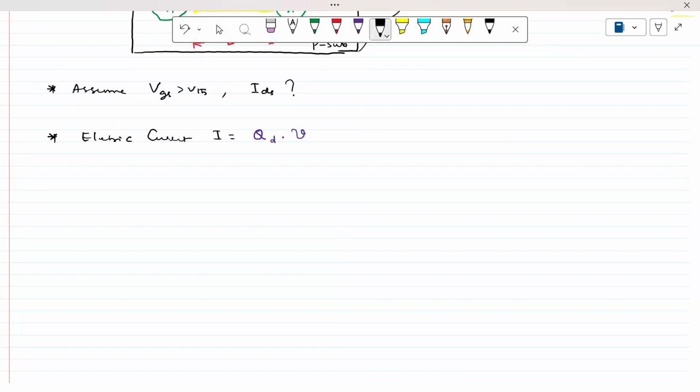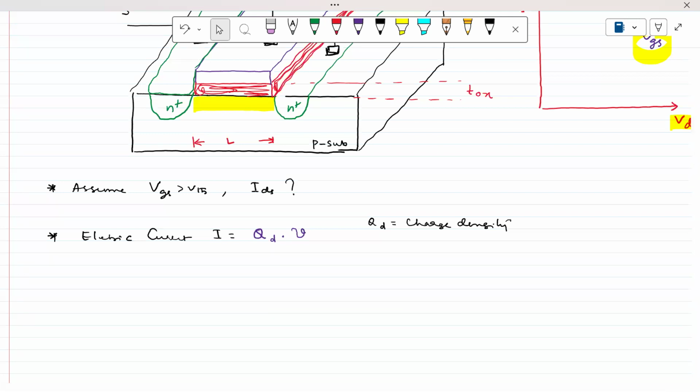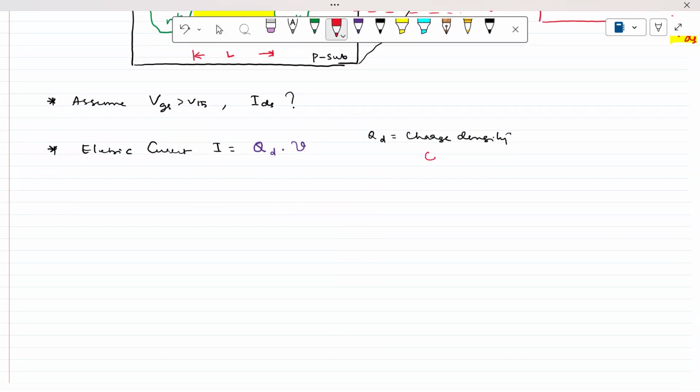What is QD here? The QD is the charge density. Why? Because in this particular channel, we have plenty of free charge carriers available. What is the unit for the charge density, of the electrons? Coulombs per meter.